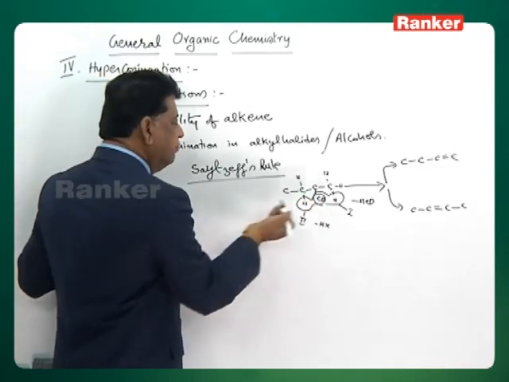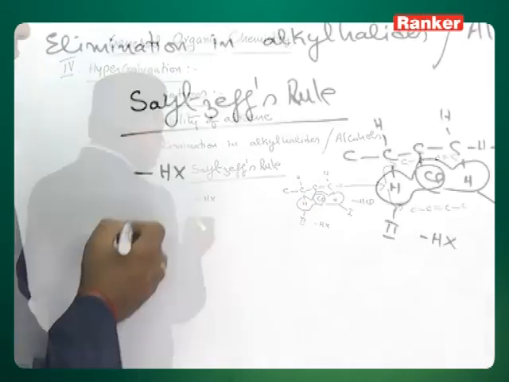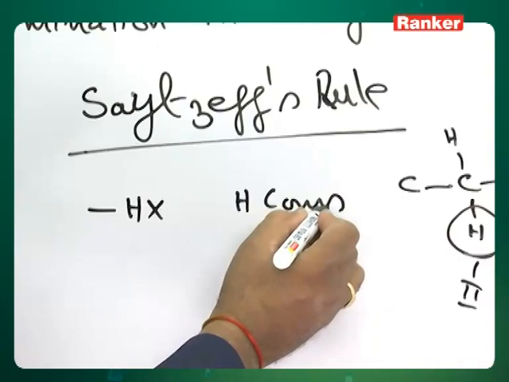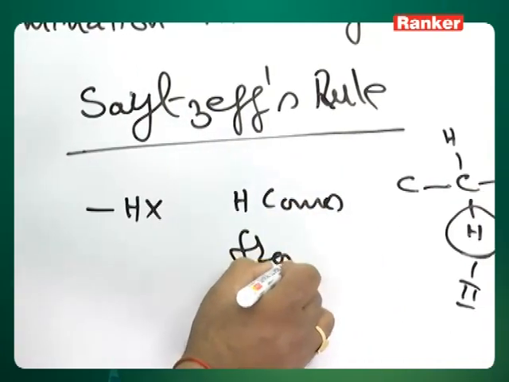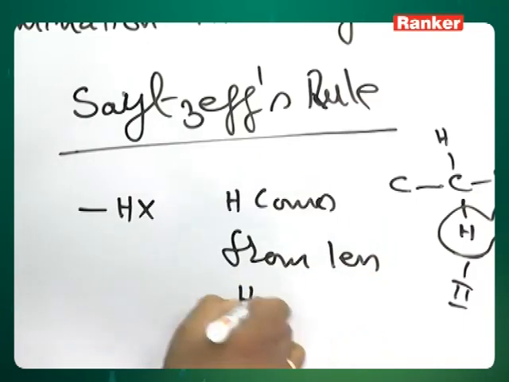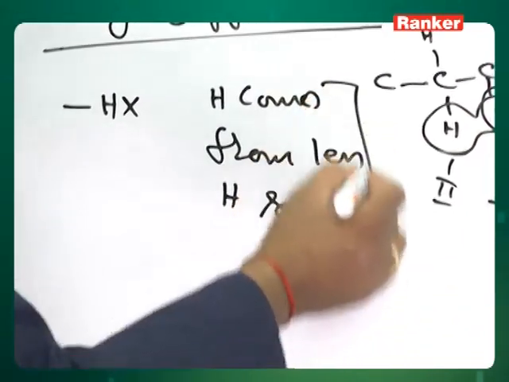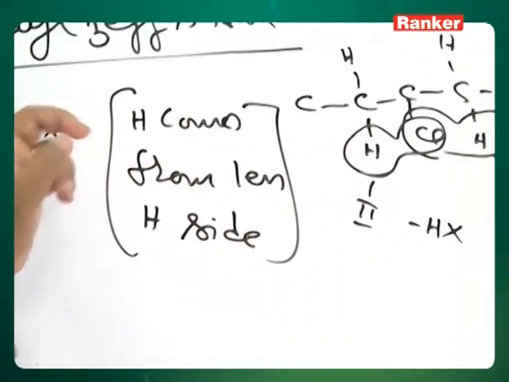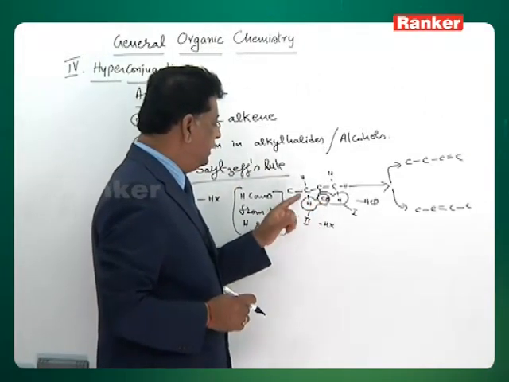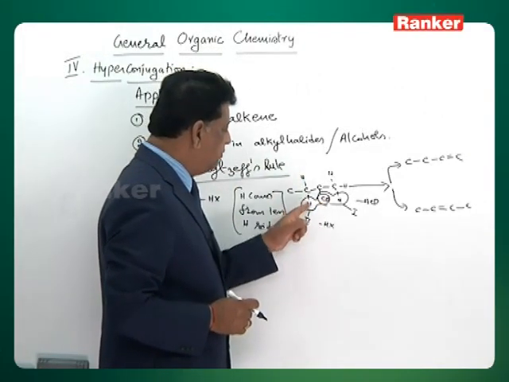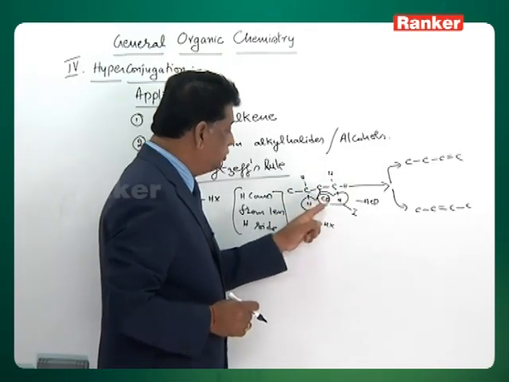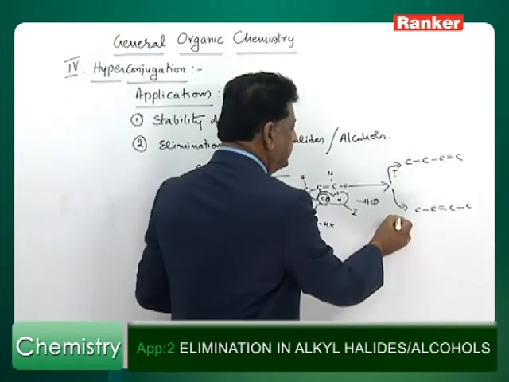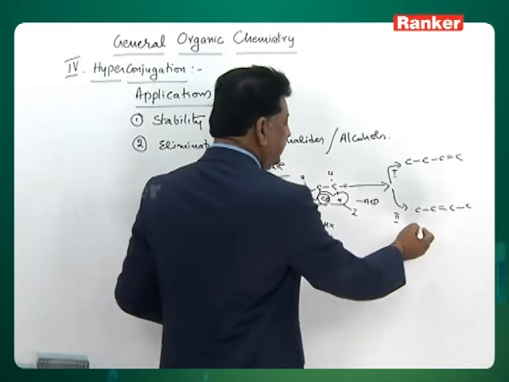So H comes from the carbon with less hydrogens. A short definition: H comes from the less hydrogen side. That is always the beta carbon only. So the rule says that whenever HX is eliminated, H comes from the beta carbon where the number of hydrogens is less. This side 2, that side 3. So the 2 side is preferable. The second chance is more preferable. This is the first chance, this is the second chance. The second chance gives the major product, he says.